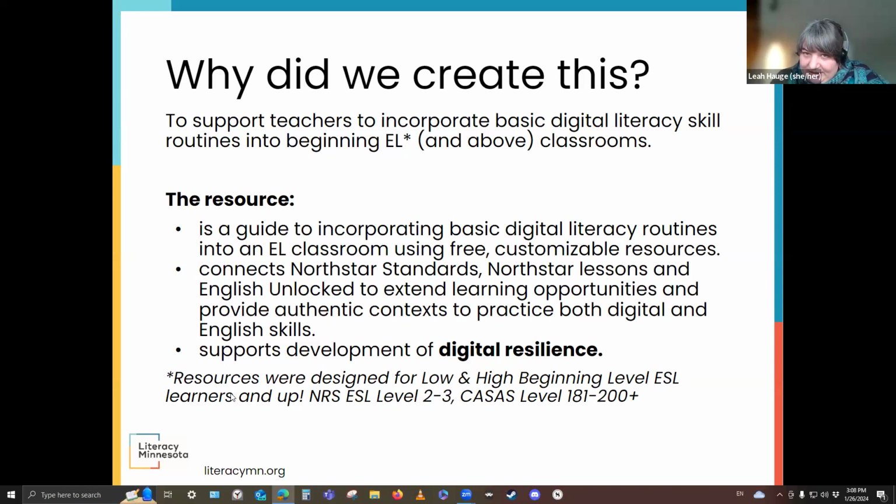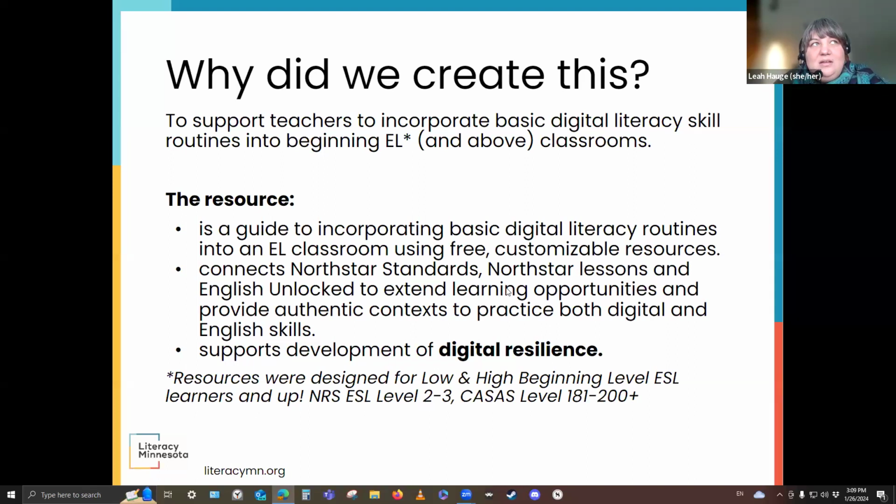And most importantly, these routines support the development of digital resilience. And that's really what we are aiming for in all of these digital resources that we're sharing, and whenever we're working with students: supporting students to build that agility to perform and figure out how to complete digital tasks in new digital learning environments using the skills that they have built.